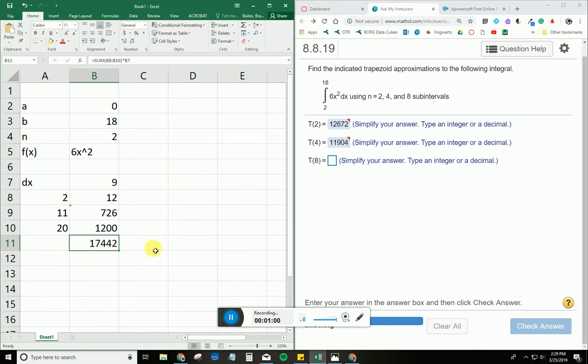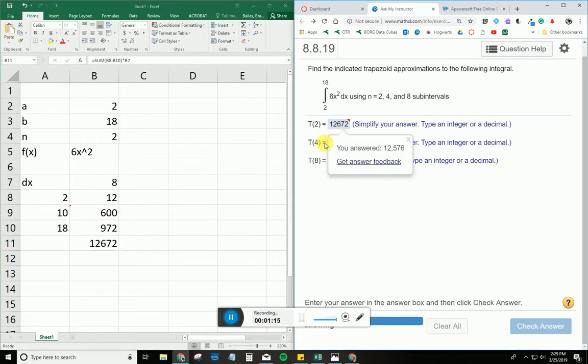And I got this answer, and it's wrong. And now I get to do all that work again. Or I can very carefully check my work. So a is equal to 0. Oh, that's wrong. A is equal to 2. And now everything updates and my new answer is right, and that's all I had to do.